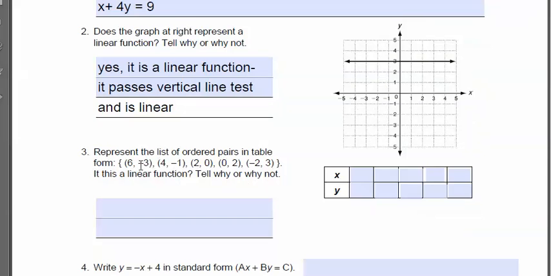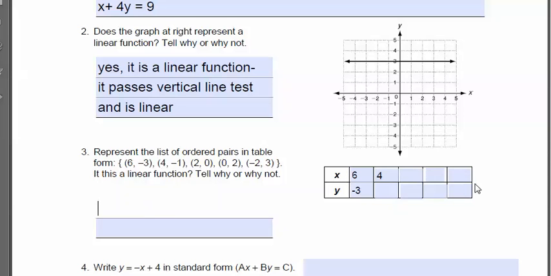Number 3 just says to take these ordered pairs and put them in this table. So you put all the x values in the x row, and you put all the y values in the y row. So the first one would be 6 for the x and y would be -3. The next one would be 4 for the x and -1 for the y, and then so on. You would do that for each one of them. And then you would have to say if it's a linear function.